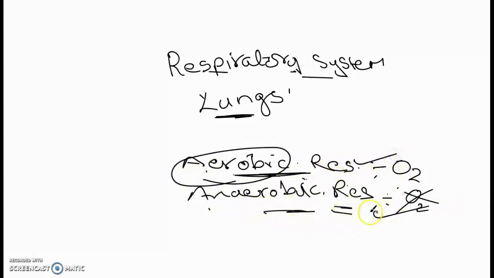The respiration that takes place in the absence of oxygen is anaerobic respiration. And another major difference is the energy that is liberated. In aerobic respiration, huge amounts of energy are liberated, and a minimal amount of energy is liberated in anaerobic respiration.